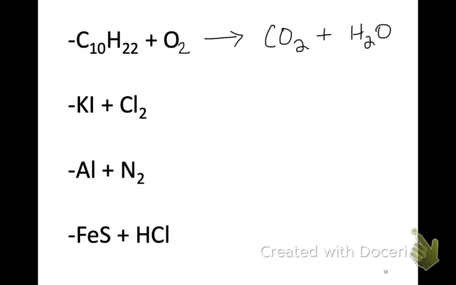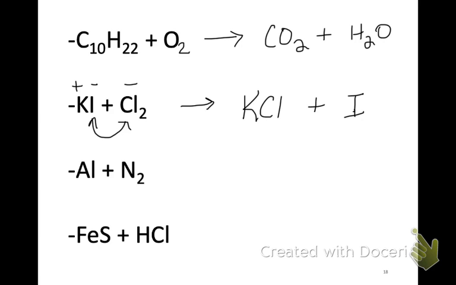In our second example, we have potassium iodide and chlorine. I have a single element, so this is a single replacement reaction, which means I need to go ahead and identify my ions. Potassium is positive, iodine is negative, and chlorine has a negative charge. So in this example, the iodine and the chlorine are going to trade places with each other. Potassium is going to partner up with the chlorine, and iodine will be left on its own.